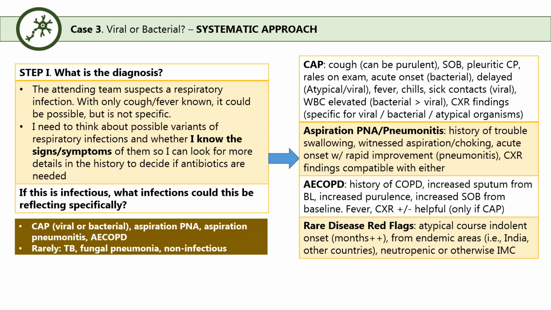Lastly, this could be some dangerous and uncommon indication, and so it's good to be able to identify red flags. Like in this case, weight loss over months if it was present, an atypical course that has worsened over months, the patient being from certain geographic locations, or the patient being found to be profoundly immunocompromised.